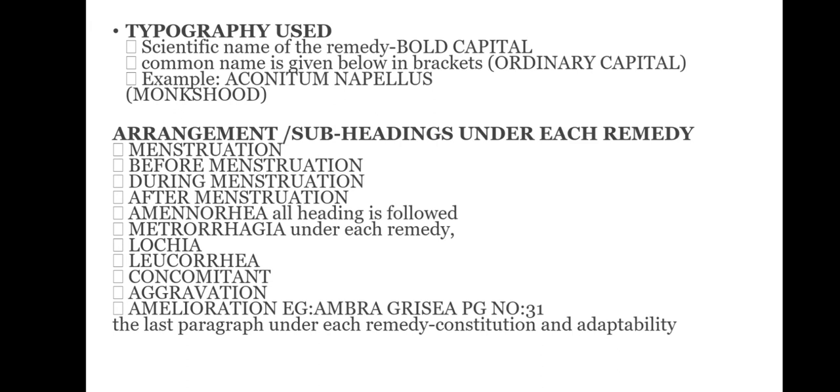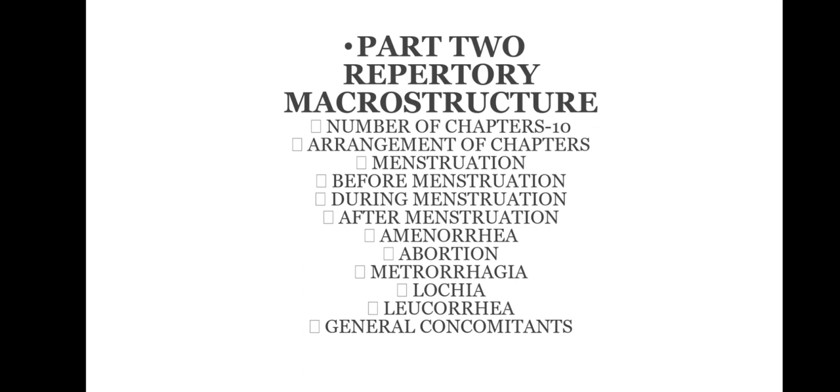Arrangement, subheadings under each remedy: menstruation, before menstruation, during menstruation, after menstruation, amenorrhea, abortion, metrorrhagia, lochia, leucorrhea, concomitants, aggravations, ameliorations. The last paragraph under each remedy is constitution and adaptability. Part 2, that is the repertory part of this repertory. Number of chapters 10. Arrangement of chapters: menstruation, before menstruation, during menstruation, after menstruation, amenorrhea, abortion, metrorrhagia, lochia, leucorrhea, general concomitants. These are the 10 chapters of this repertory.